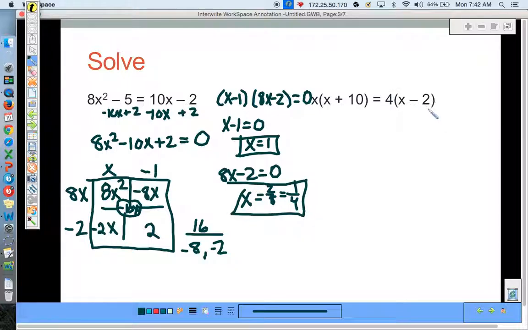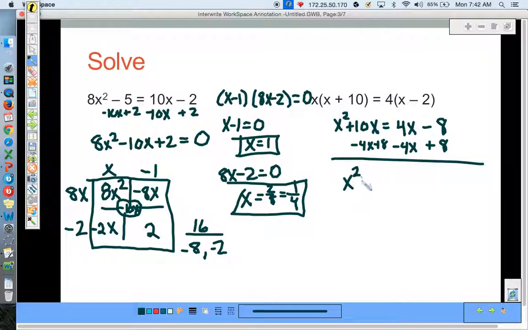So this next one, we have to set it equal to 0 first, but we have parentheses. And to factor, we can't have those parentheses there, so let's distribute. So we have x squared plus 10x equals 4x minus 8. Let's set this equal to 0. So now we have x squared plus 6x plus 8. And you can box and circle.